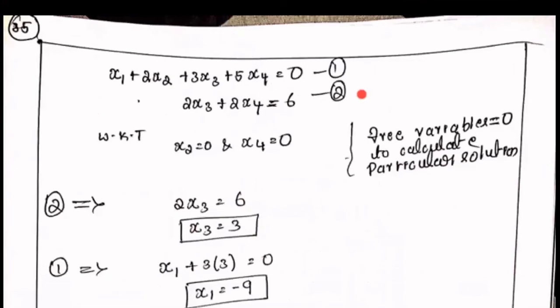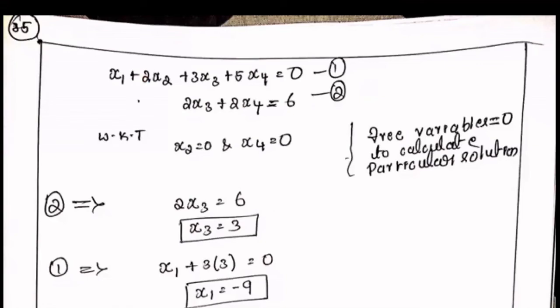These 2 equations you get, but you know that in order to find out the particular solution, what you should do is make the free variables 0. So you make these 2 equal to 0, x2 is equal to 0, x4 is equal to 0. So substitute x4 is equal to 0. What you get? You get 2x3 is equal to 6 from equation 2. Yes, x4 is 0. So 2x3 is equal to 6. So x3 is what? 3.